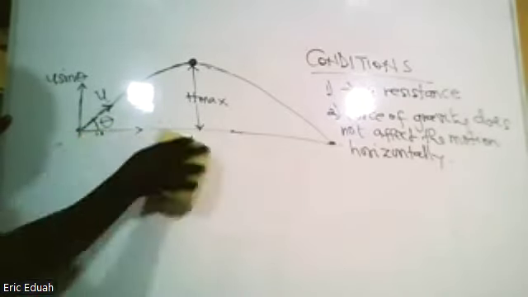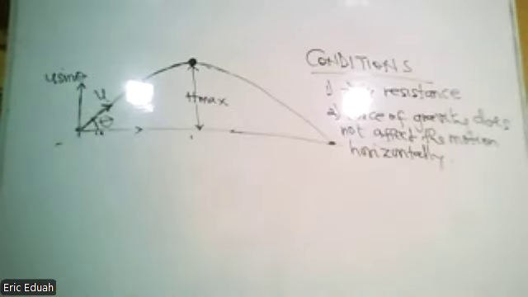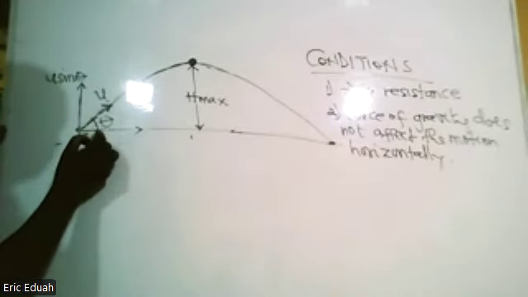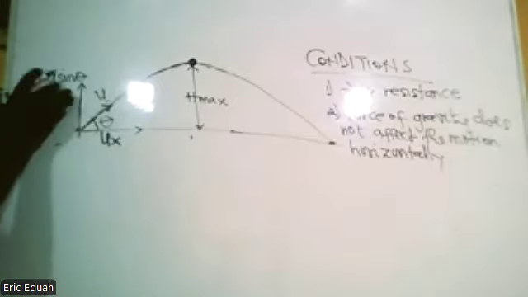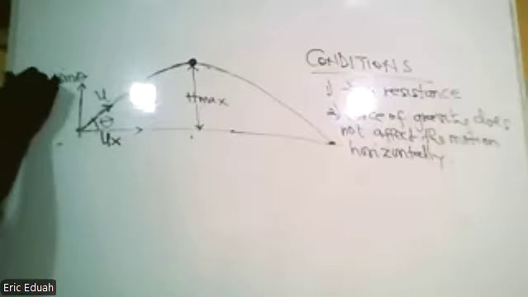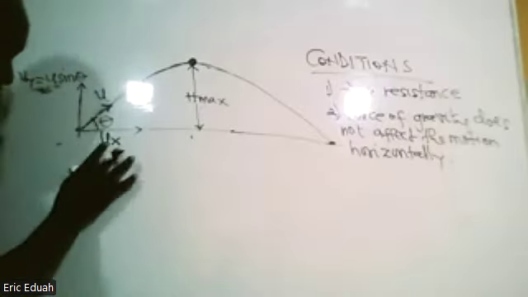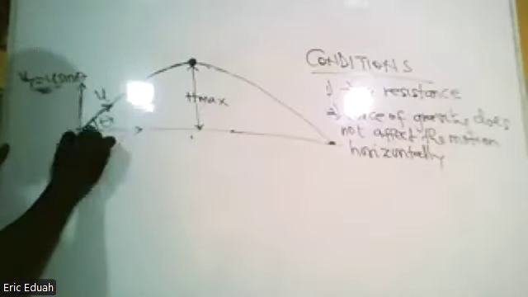Then, I think you understand the fact that velocity is divided into u sine theta and u cos theta. You understand that fact?